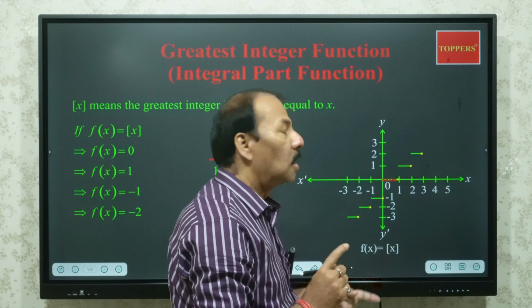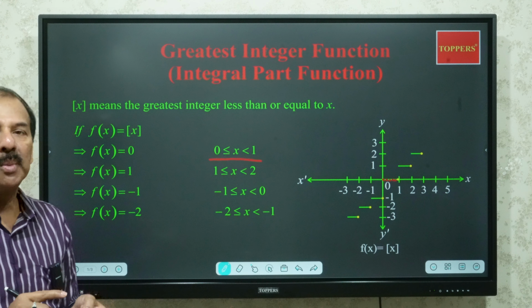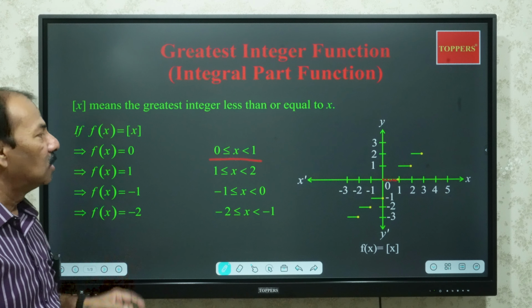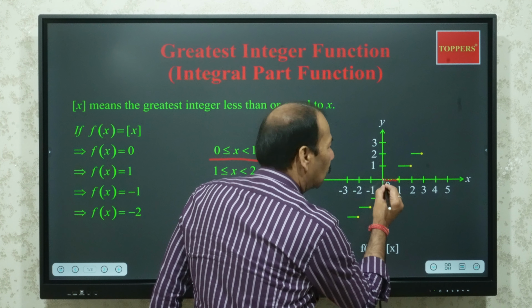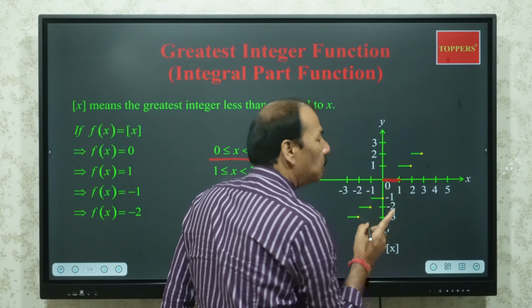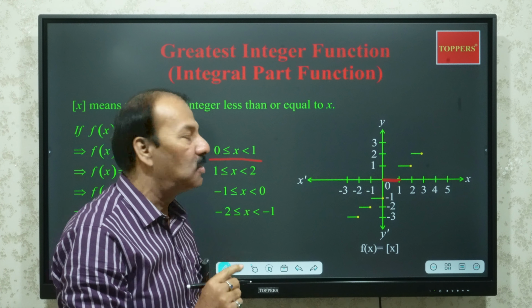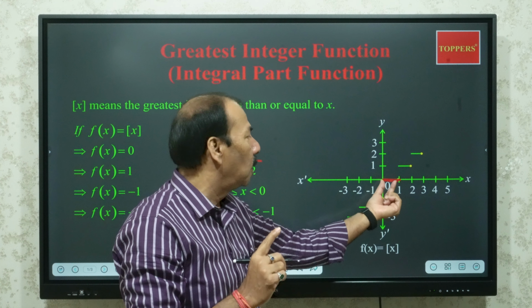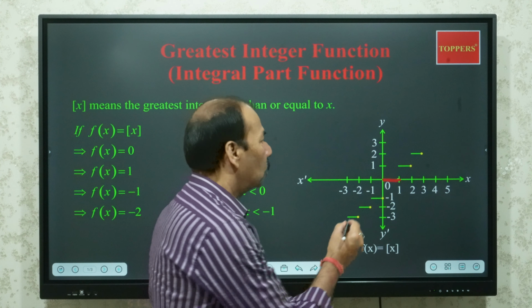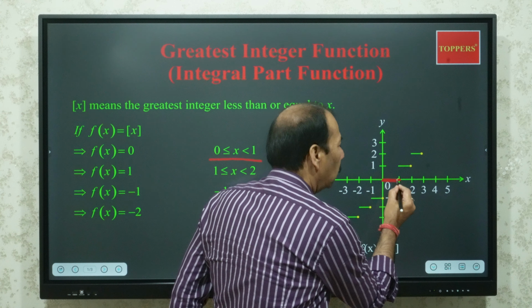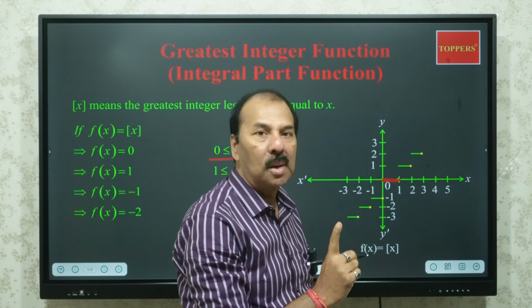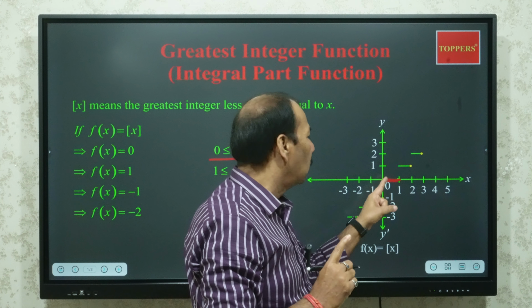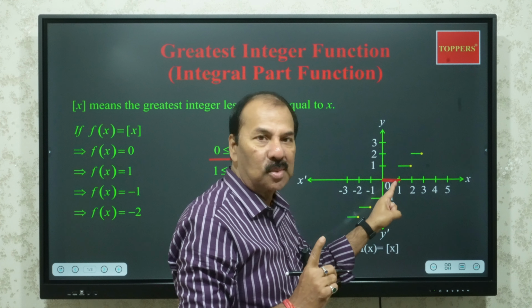So 0 to 1. So what is the value of f of x or y? F of x means y. So f of x remains same, and that is 0. So throughout this interval, f of x remains 0, means y remains 0. So all those points will be lying on the x-axis itself. So this is from 0 to 1 but not equal to 1. Is this clear? So y is 0 when x varies from 0 to 1, excluding this one.